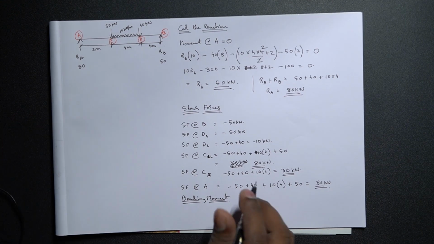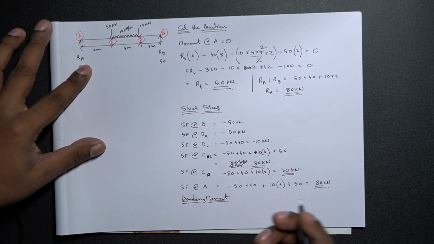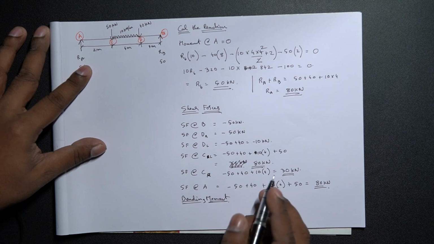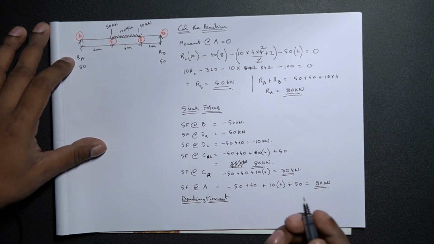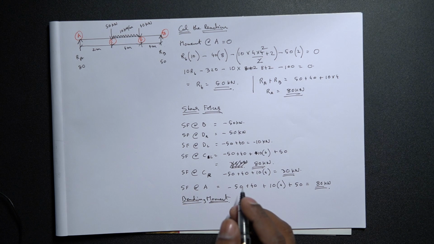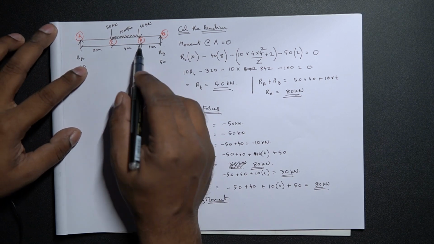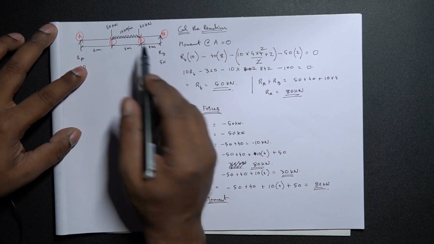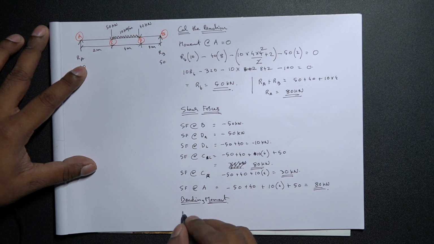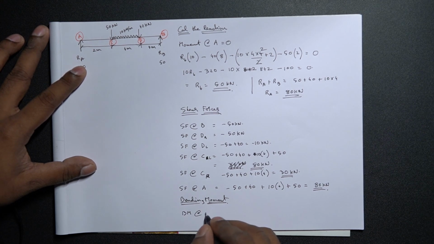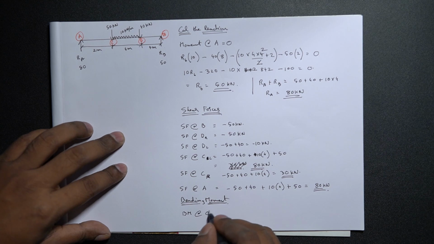So the bending moment for a simply supported beam at its supports is always 0. So bending moment at B is 0, bending moment at A is also 0. So the only bending moments that we need to calculate here are bending moment at point D and bending moment at point C. So, bending moment at C.